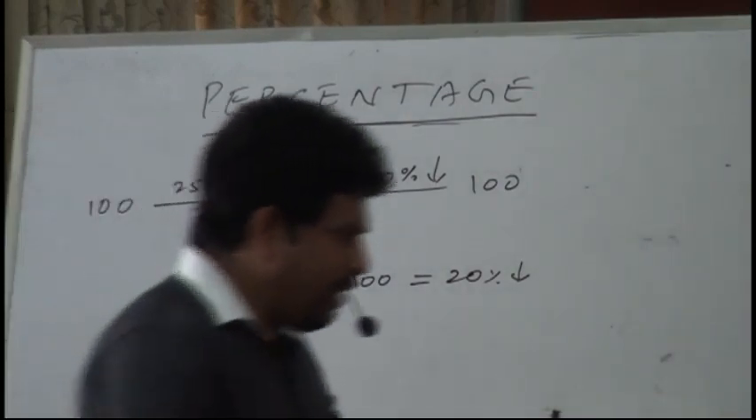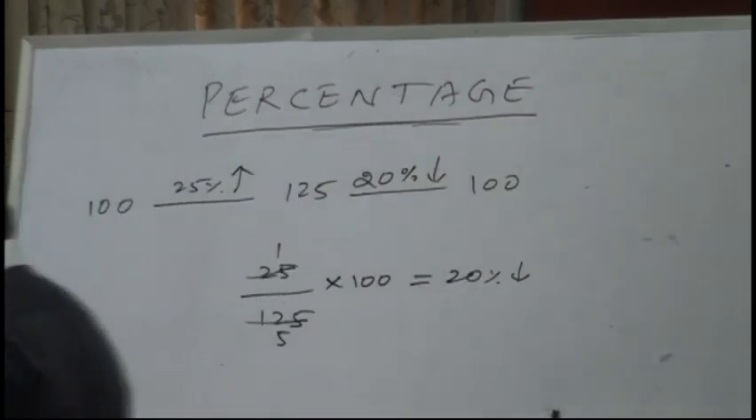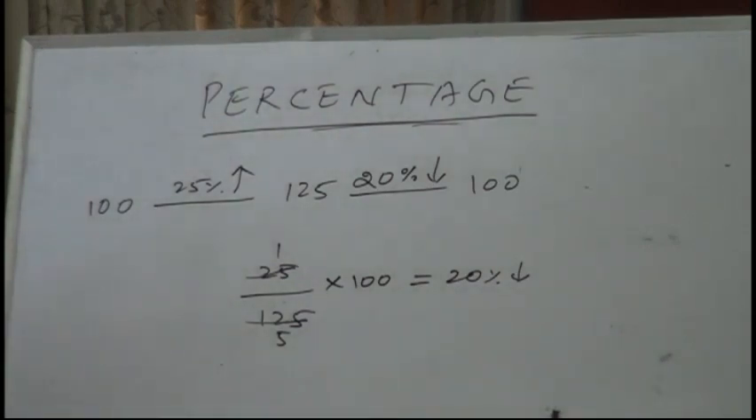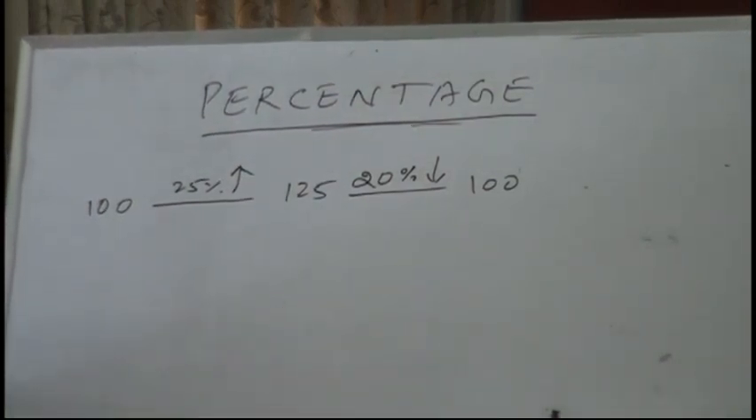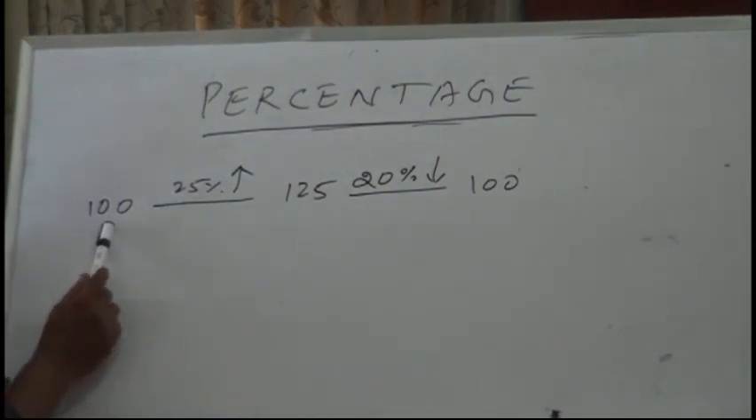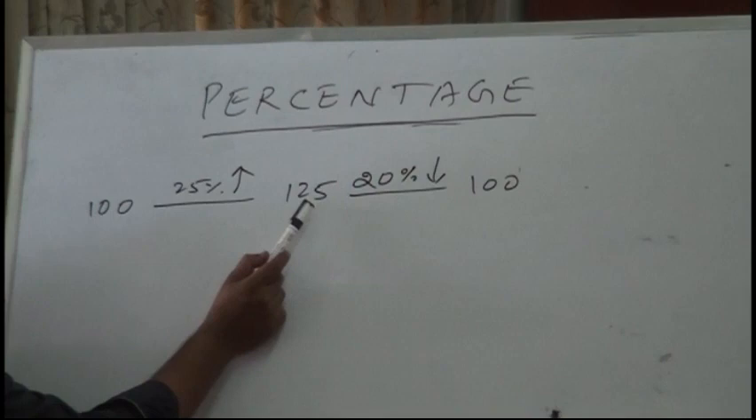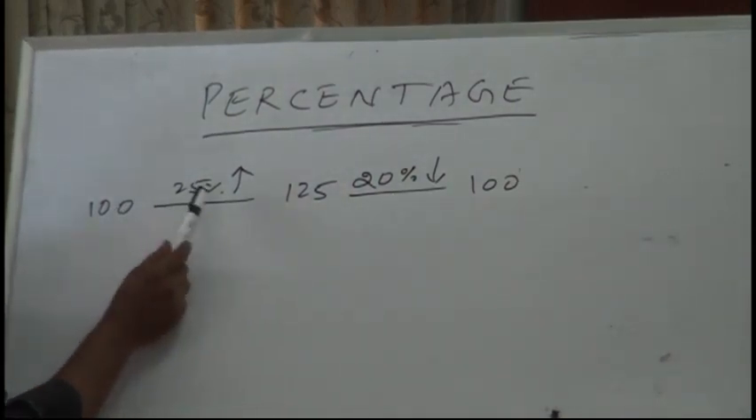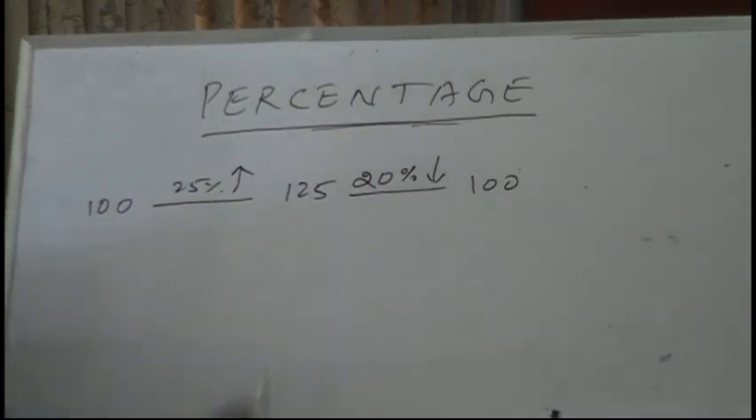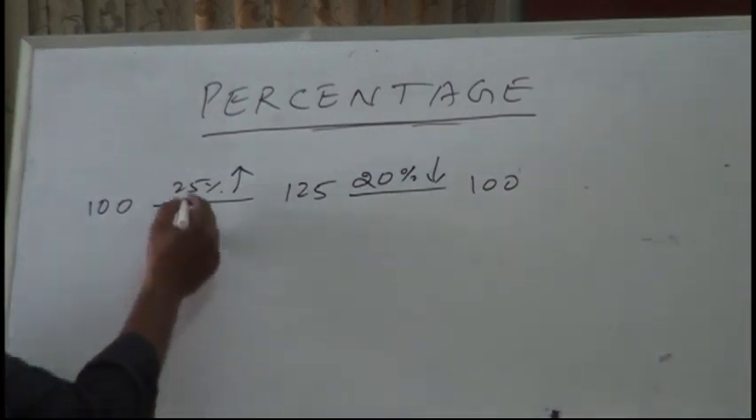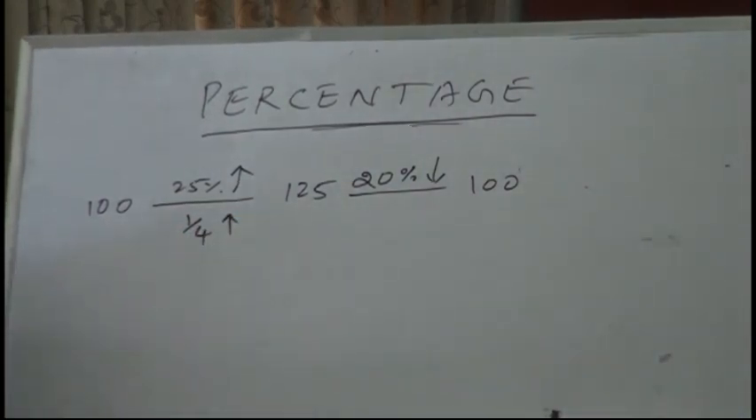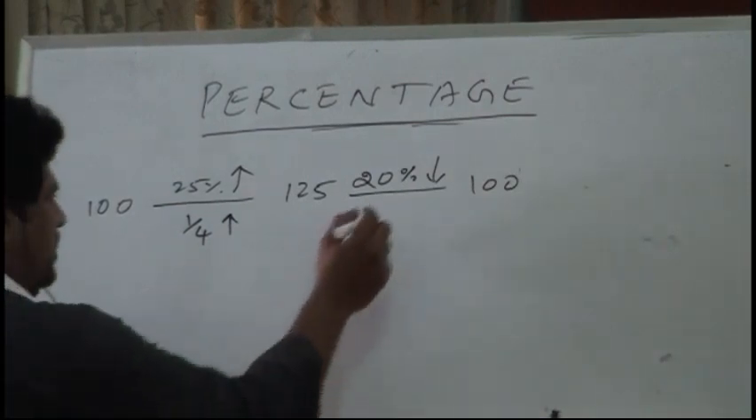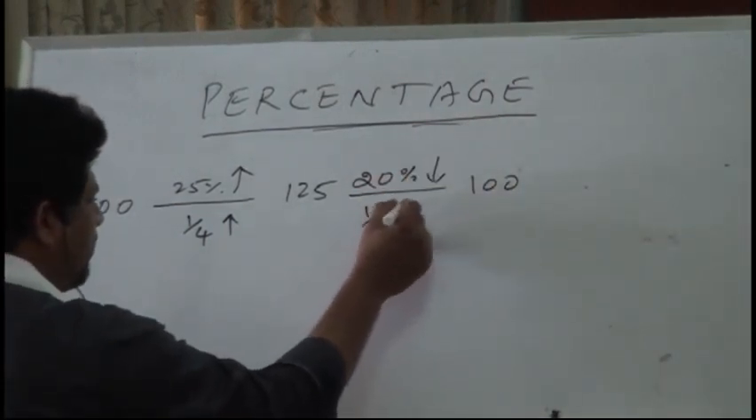Now, why do we increase it by 25%, but reduce it by just 20% and get the same value? Because this 25% is calculated on 100. This 20% is calculated on a bigger number. Smaller number, bigger percentage. Bigger number, smaller percentage. That's how they get compensated. Otherwise, 25% is an increase of 1/4, and 20% is a decrease of 1/5.